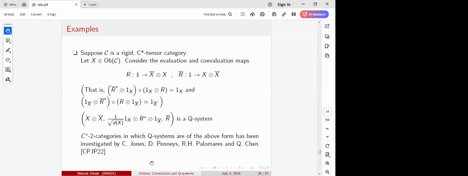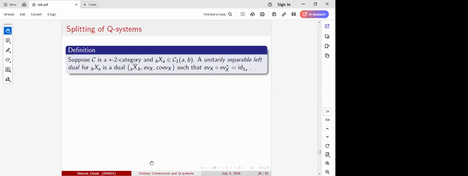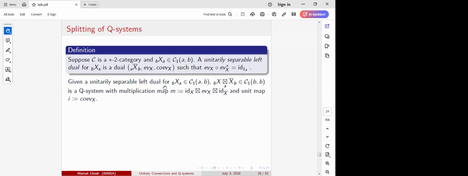So now let me formally define Q system completion. Suppose C is a C-star 2-category and X is a 1-cell from A to B. Then a unitarily separable left dual for X is the dual X bar along with evaluation and coevaluation maps such that evaluation composite evaluation star is the identity of 1A. Now, given such a unitarily separable left dual for X, just like the previous example, it will turn out that X tensor X bar becomes a Q system.